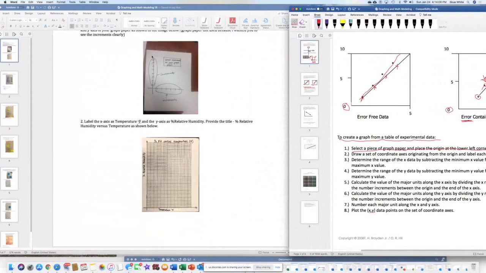So over here, even though I showed you what increments are, I start with this. This is my graph paper, and I selected my graph paper. That's this one here. And it says draw a set of coordinate axes originating from the origin. Well, I have my two axes, this x-axis and my y-axis.